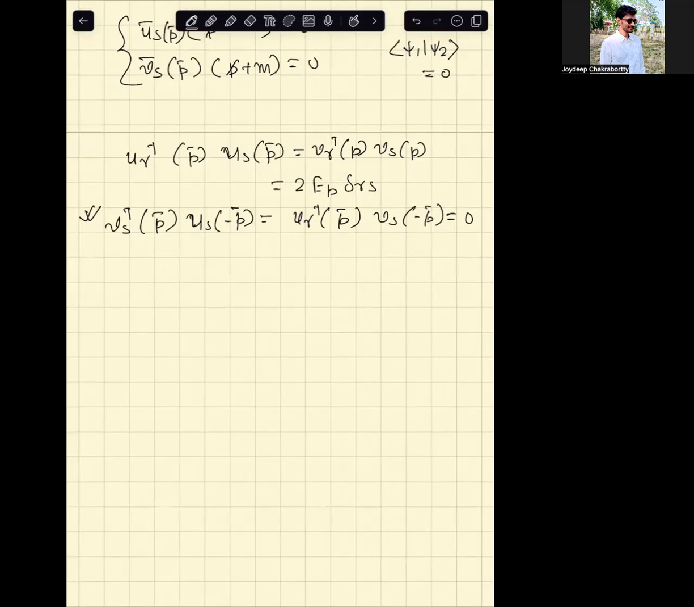One of the important relations that we generally find, which we can write in a covariant form, is u_r bar(p) u_s(p) equals minus v_r bar(p) v_s(p) equals twice M delta_rs. So that's how we write down the covariant form.